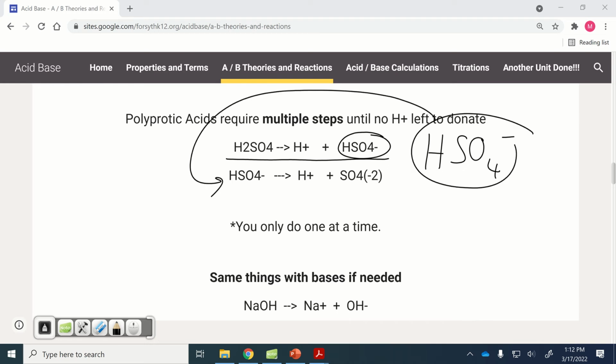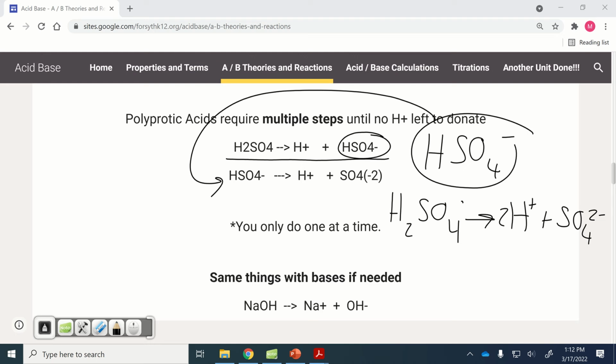Then I bring that on down, and I do it again with the other H. And obviously the charge of the anion will go up because it's now losing a second hydrogen. But the big thing is, because I always have people asking, why can't I just do H2SO4 produces 2H plus and SO4 2 minus? Because that's not how sulfuric acid will actually donate its hydrogens. We've seen this from experimentation.